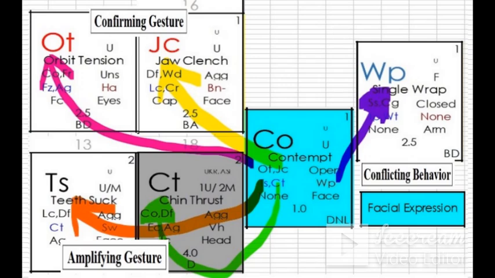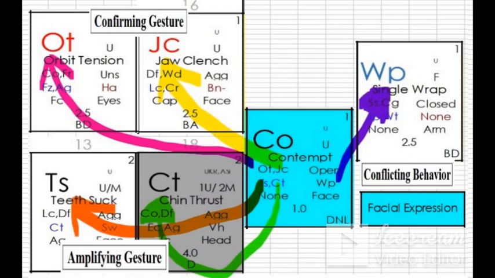Don't get distracted with the tapping aspect. It doesn't have to be included. Just the action of single wrap would be a conflicting behavior. All right, so you got the video of the demonstration of a single wrap that can be done around the hand, around the wrist, around the forearm.